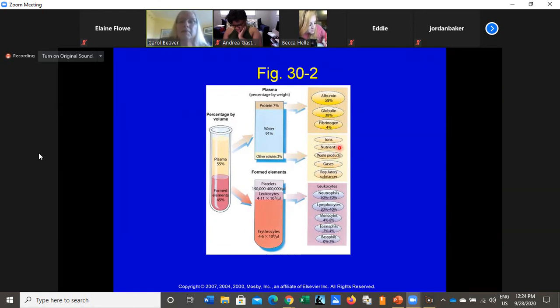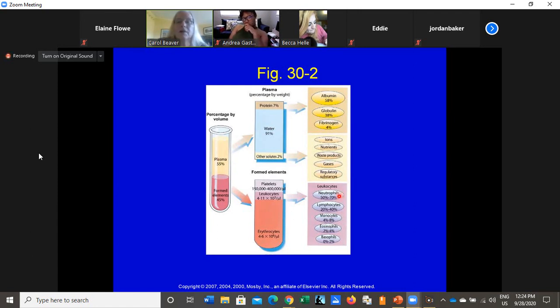Some of those are like hormones or other messaging chemicals. And then our formed elements is where our blood cells are. That's the platelets and the leukocytes and the erythrocytes. And this has been through a centrifuge, so that's why this is separate, the formed products versus the plasma.